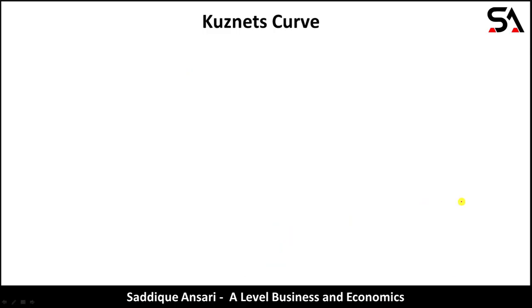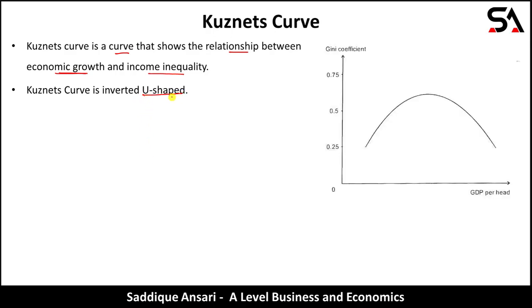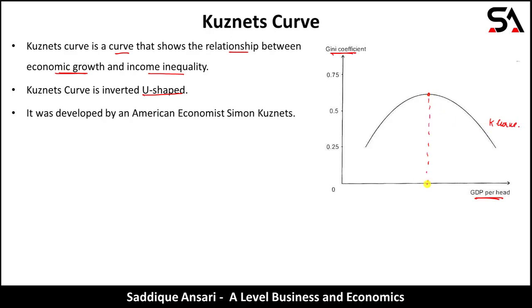Next we have Kuznets curve. Kuznets curve is a curve that shows the relationship between economic growth and income inequality. Kuznets curve is inverted U-shaped. This is the shape of Kuznets curve. On the x-axis we have GDP per head or real GDP per capita, and on the y-axis we have Gini coefficient, and this is Kuznets curve. And this Kuznets curve has two parts. This Kuznets curve was developed by American economist Simon Kuznets.